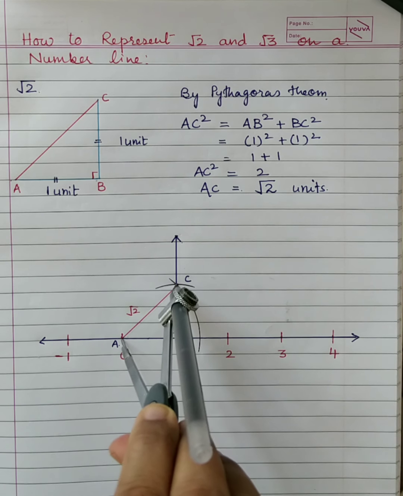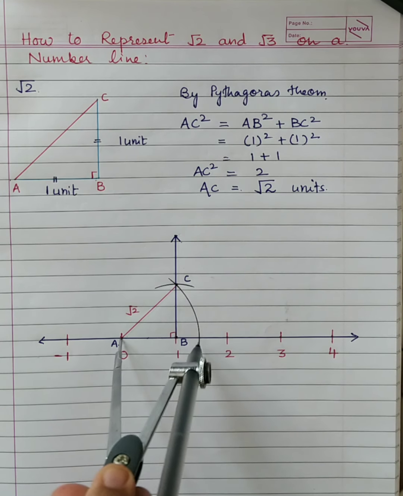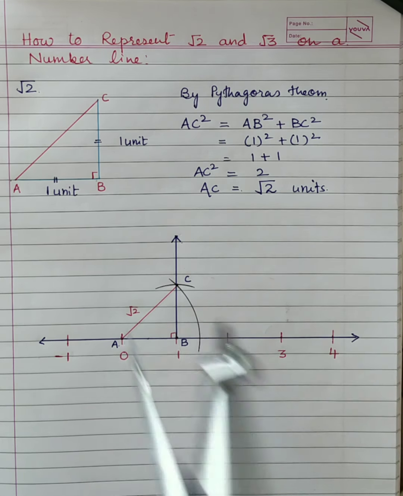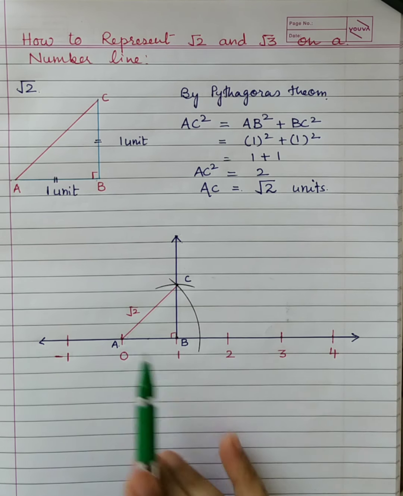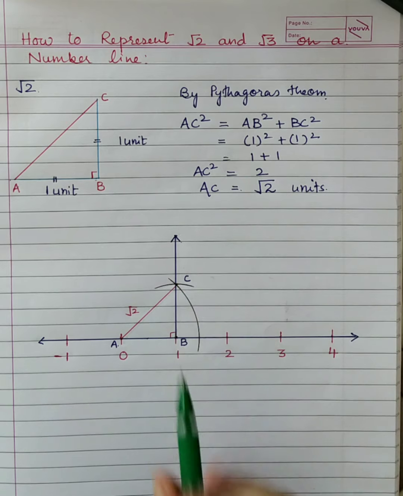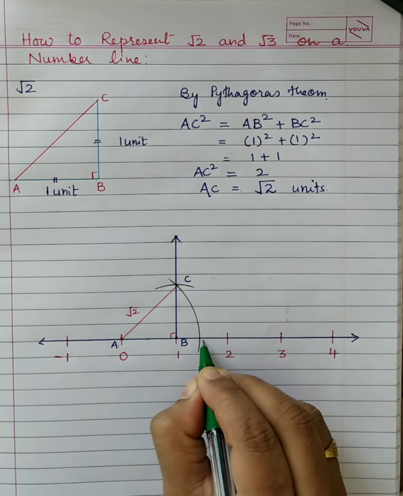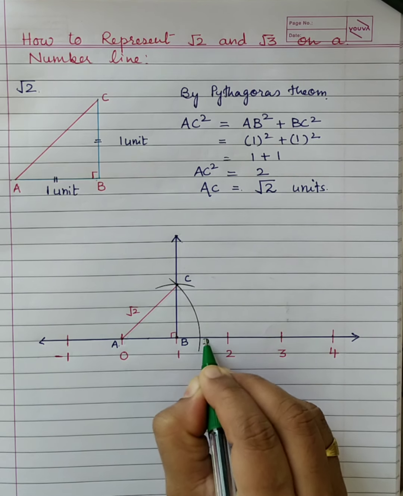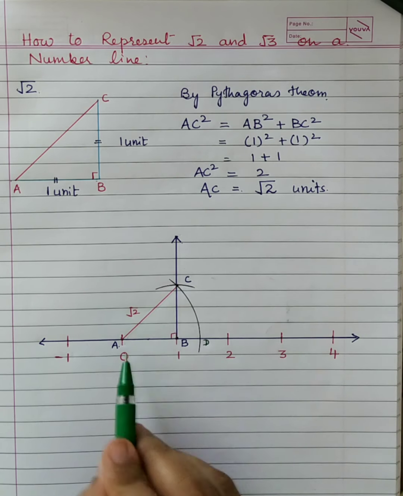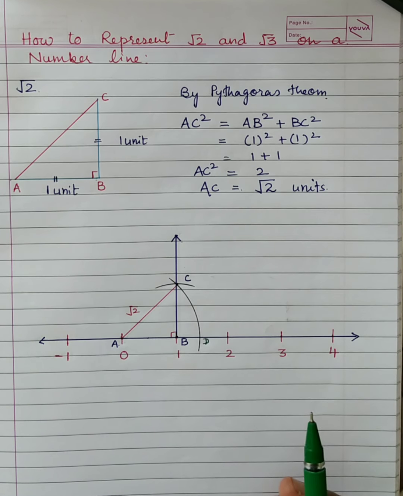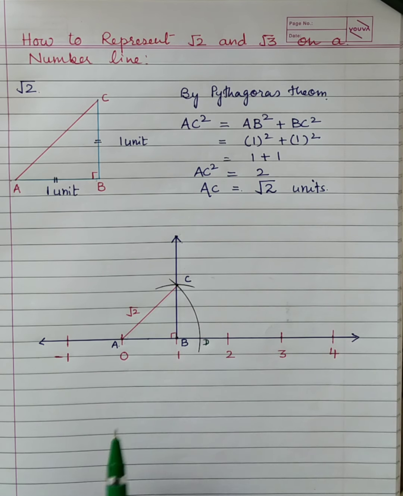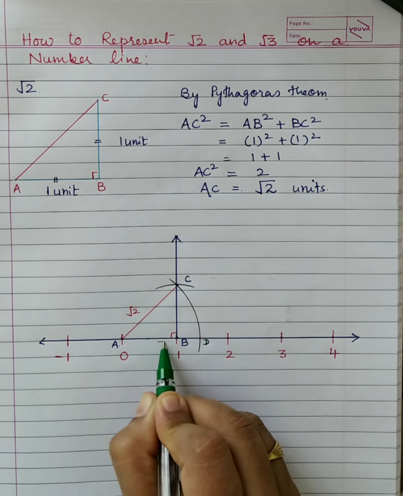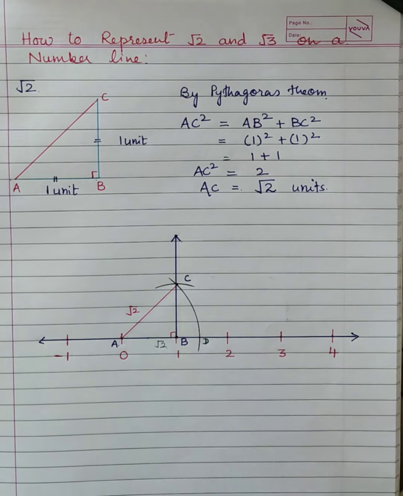Now this length, if AC is under root 2, you can imagine that this length is also what? Under root 2 only. The reason for that is what? Let me name this point as D. AC is equal to AD. The reason is very simple, because they are the radii of the same circle with center A. So this length we have also obtained is under root 2.